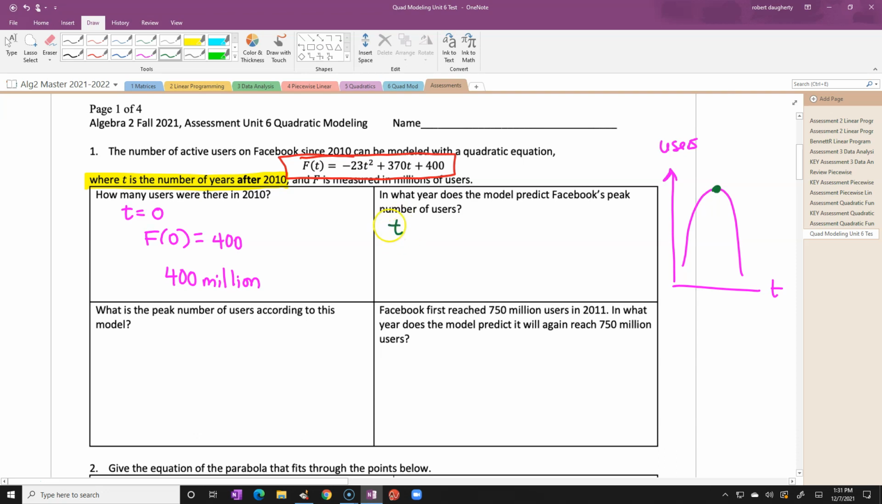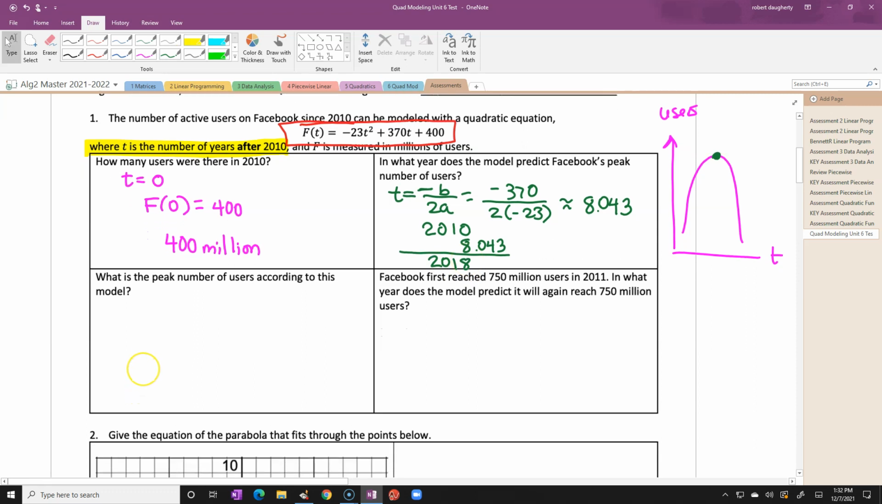So T is going to be equal to, how do you find the axis of symmetry? It's negative b over 2a. So that's negative 370 over 2 times negative 23. And this is about 8.043. So that's the number of years. Okay, what did the question say? The question was in what year? So if you take the year 2010 and you add 8.043 to it, you get the year 2018. Okay, so that is the year 2018.